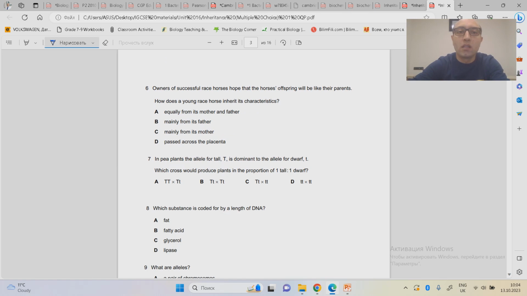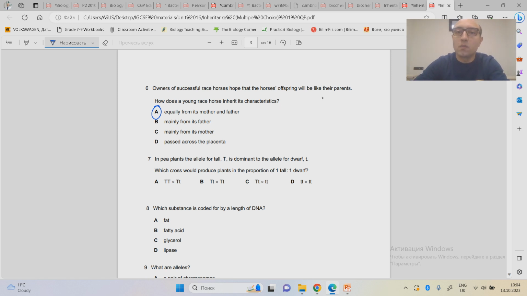Question number 6. Owners of successful race horses hope that horses' offspring will be like their parents. How does a young race horse inherit its characteristics? So generally, we know that our genetic features, half of them are coming from one parent, another half from the next parent. So answer in here is A, equally from its mother and father.